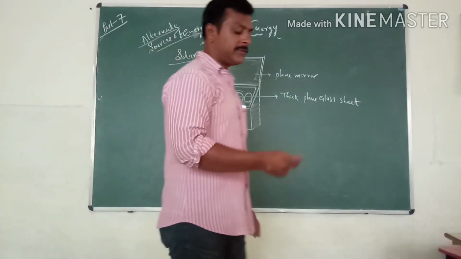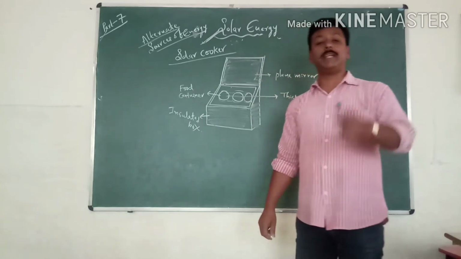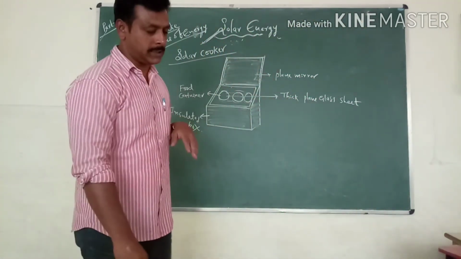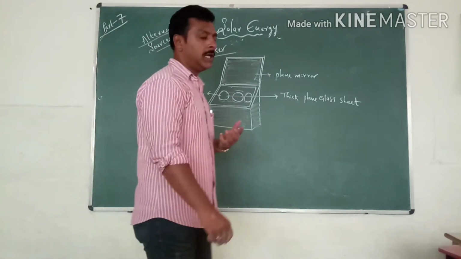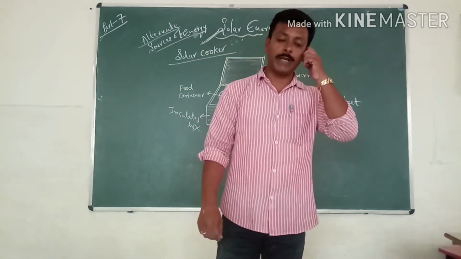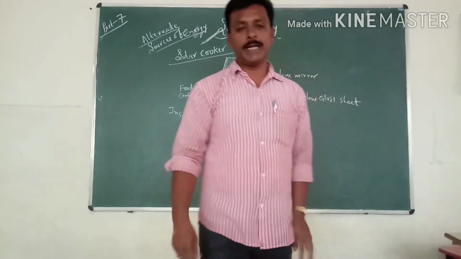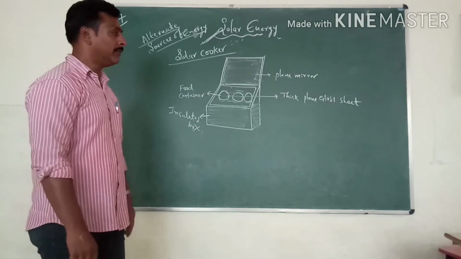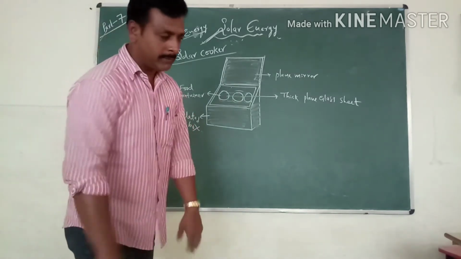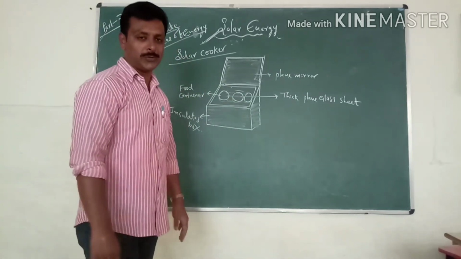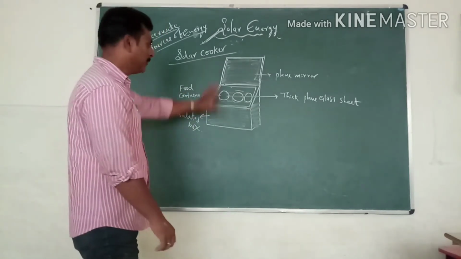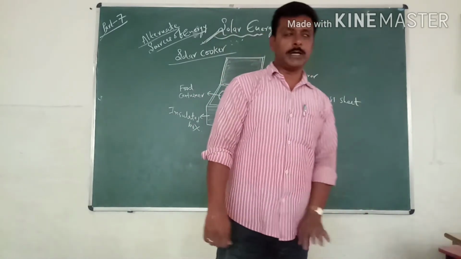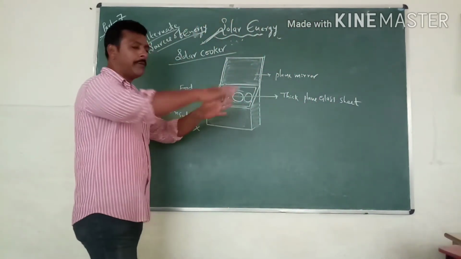Okay students, just now we understood that a solar cooker is a device which is used to prepare food with the help of solar energy. Then we have a question: how are we able to prepare food with the help of a solar cooker? For that, we have to see the construction and working of the solar cooker. I tried my level best to draw the diagram of the solar cooker. You can see it from your textbook also. So this is a diagram of a solar cooker. A solar cooker is normally in the shape of a box.